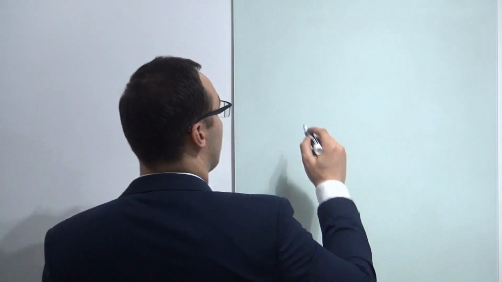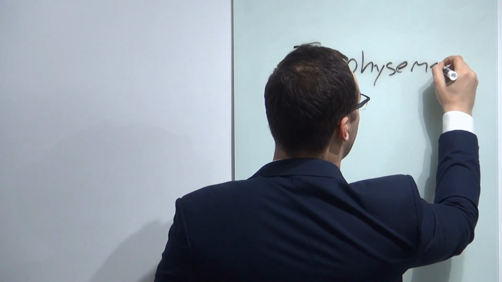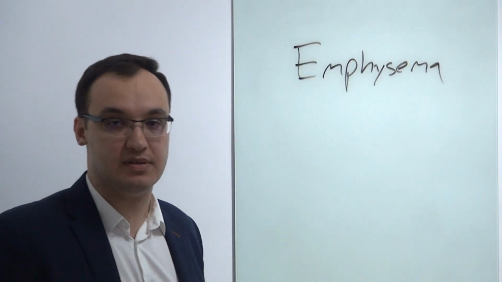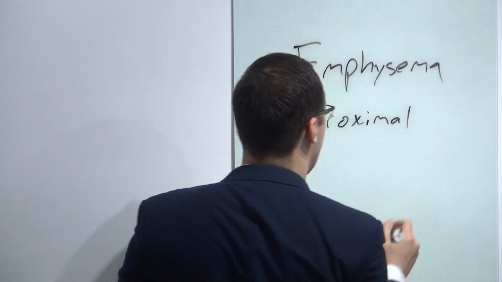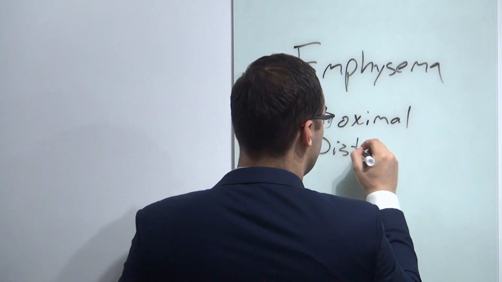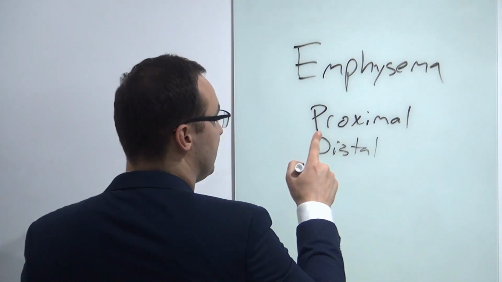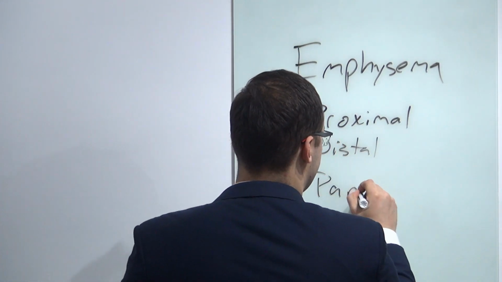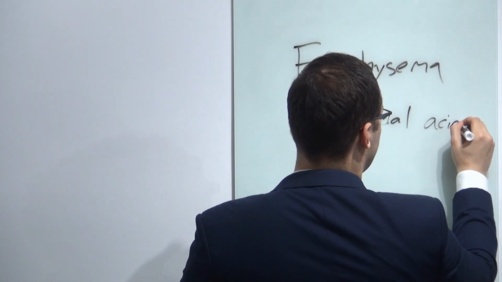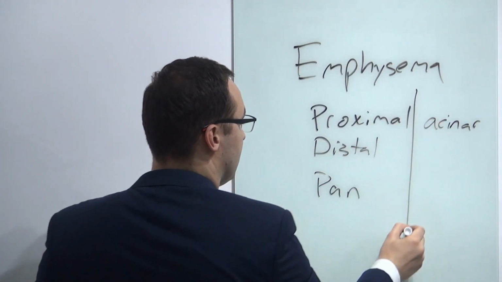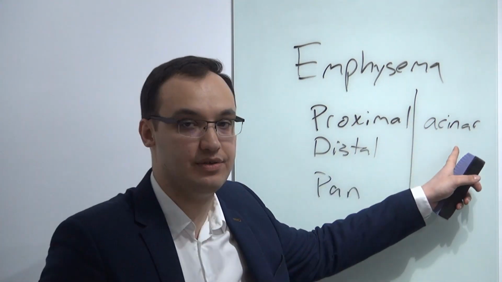Other definitions are important: when I say emphysema, I want you to remember that we have 3 types. You have something called proximal, then you have something called distal emphysema, and pan-acinar. So pan, and we'll write it like this: acinar. We have proximal acinar, distal acinar, and pan-acinar.